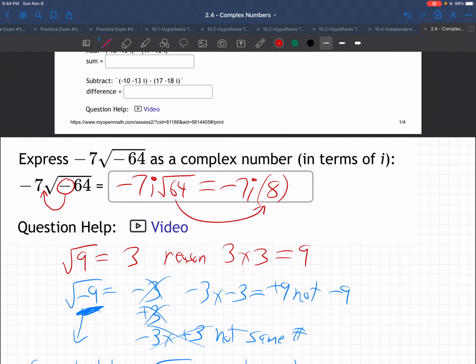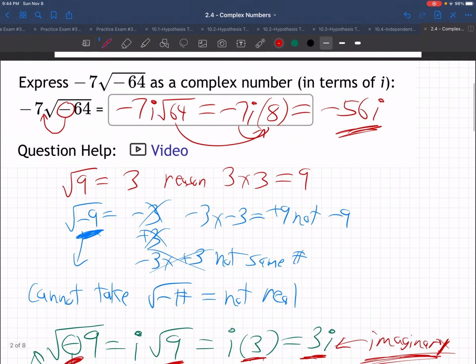You see, once you get the negative out of the root, and you put an i in the front for imaginary, you're saying it's imaginary, it's not real, because it had a negative in the root. But now you take out that negative, put an i, and then you can do the square root of 64. Regular 64 is 8. Then you just multiply 7 times 8, 56, so it's minus 56i.